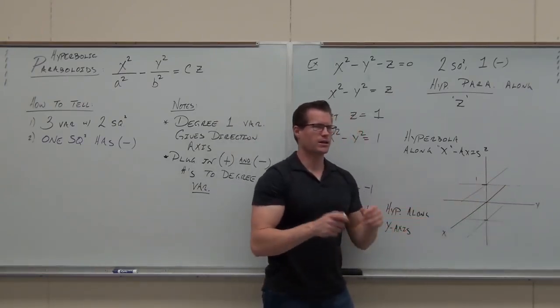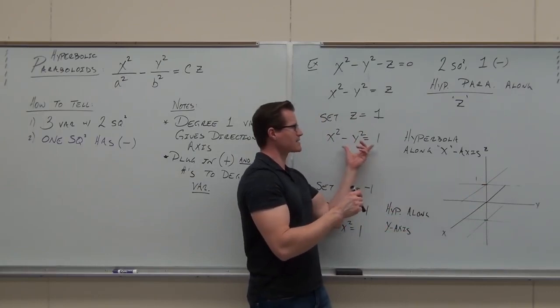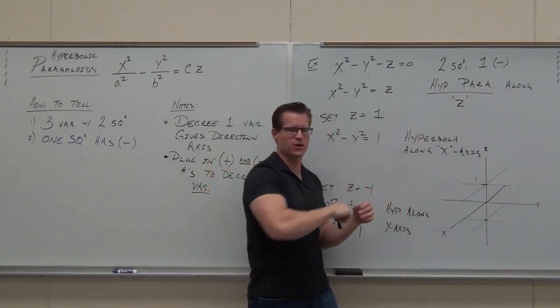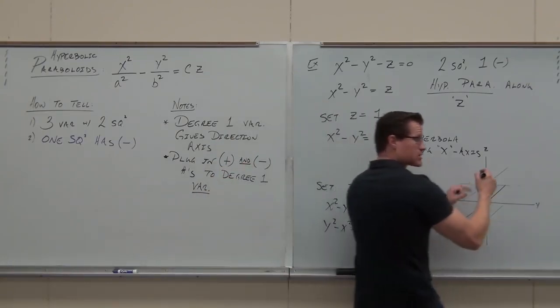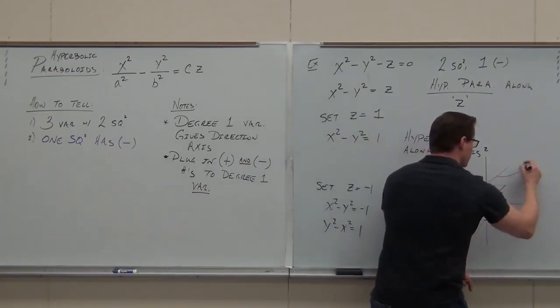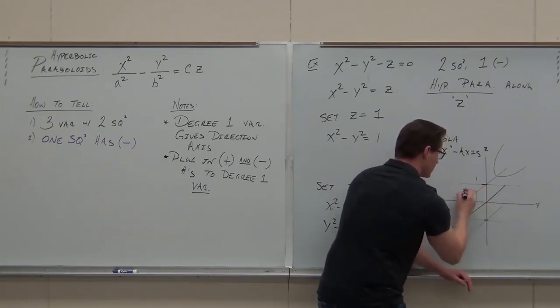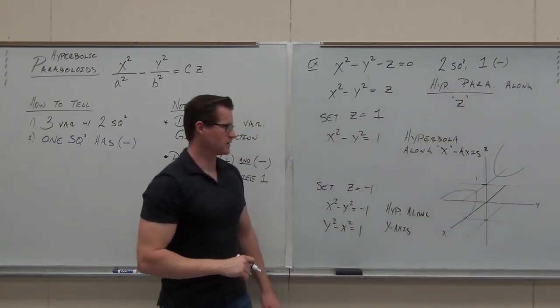z equals 1. And you already told me, but tell me again, what axis are these hyperbolas opening along, the x or the y? It's always the first variable. Which one is it? So this is going to look something like this. Hyperbolas coming out like that.